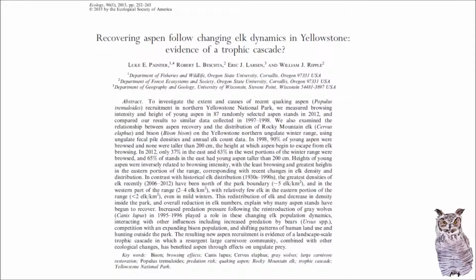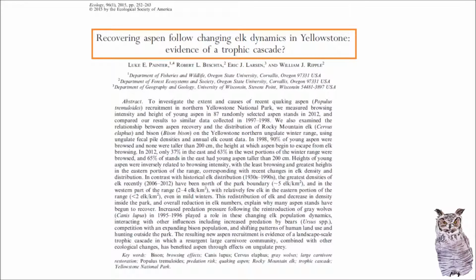Here's an example. The first thing I might do is to look at the title. Recovering Aspen followed changing elk dynamics in Yellowstone, evidence of a trophic cascade. So let's say maybe I know that aspen is a type of tree and that elk, well, that's a type of animal, but I have no clue what a trophic cascade is. I would make a note of that to look up later.